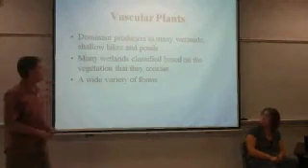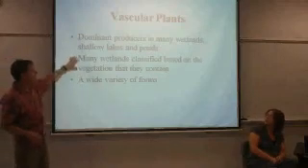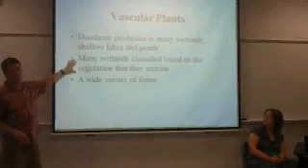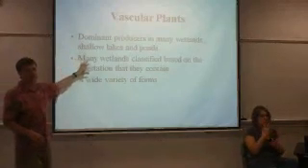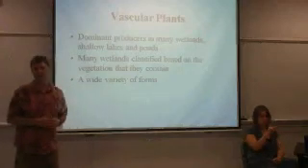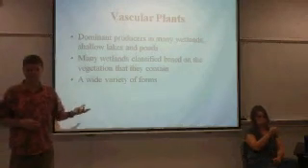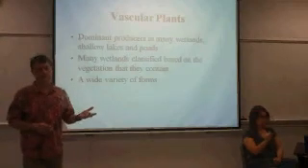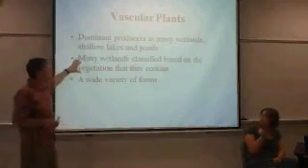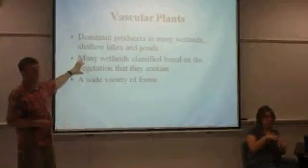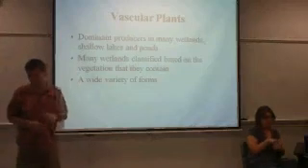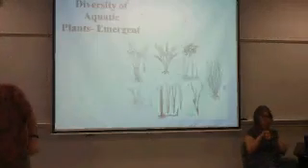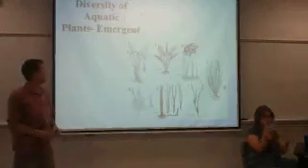Vascular plants, dominant producers in many wetlands, shallow lakes, and ponds. When we talked about classifying wetlands, and if you remember, we had like mangrove swamps, right? Or other cypress swamps, deep water cypress swamps, some of those actually defined based on the plants that are in them. And there's a big variety of forms from floating to trees essentially.